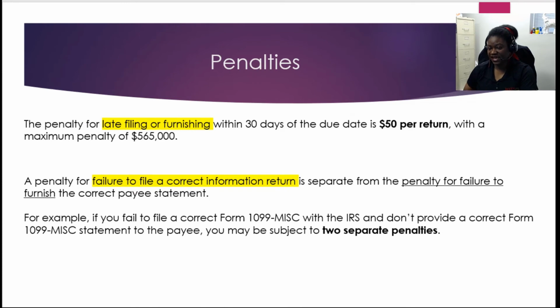The penalty for late filing or late furnishing after that 30-day grace period is $50 per return, up to $565,000. There's also an additional penalty called failure to file a correct information return. And like I said, this could be in addition to the late filing penalty. These are two separate penalties. So you definitely want to make sure you're filing the correct form and that you're filing that form timely.